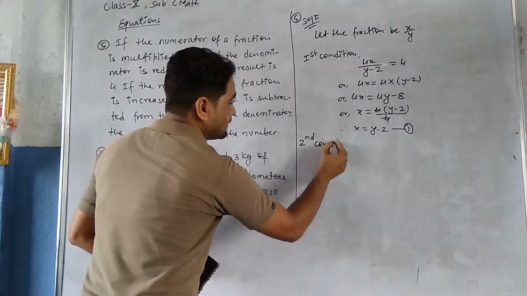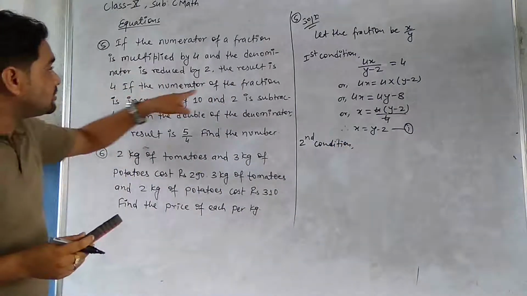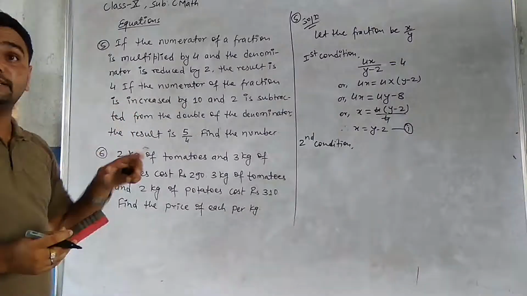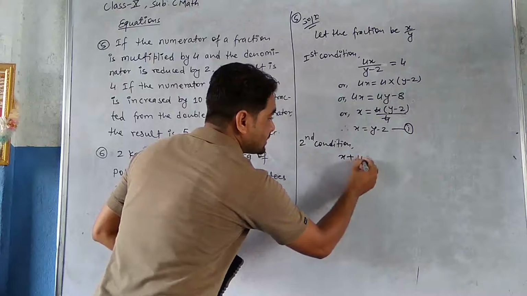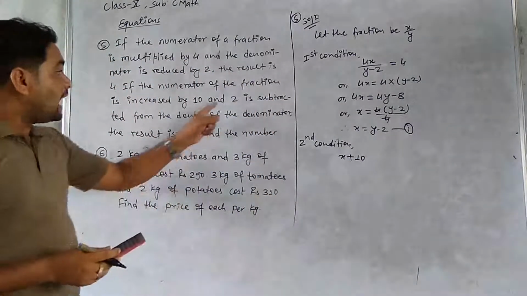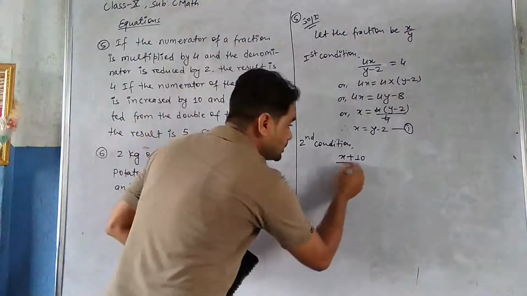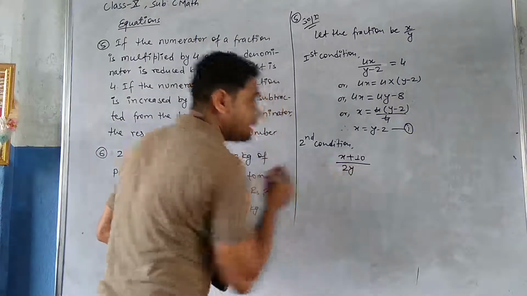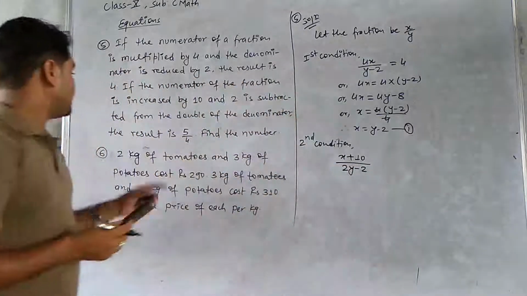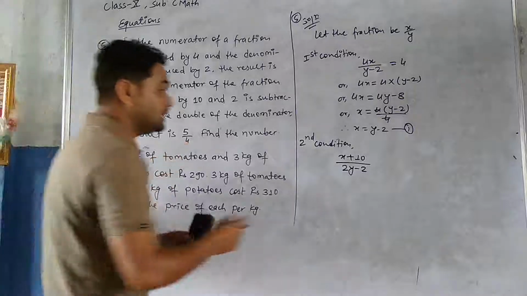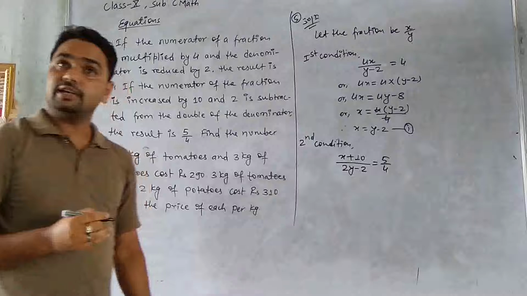And from the second condition, it is given that, look, if the numerator of the fraction is increased by 10, increase means we have to add that. So increase by 10, and 2 is subtracted from the double of the denominator. Denominator is y, double is 2y, 2 is subtracted from this, so minus 2. The result is 5 by 4, equals 5 by 4. This is a match.